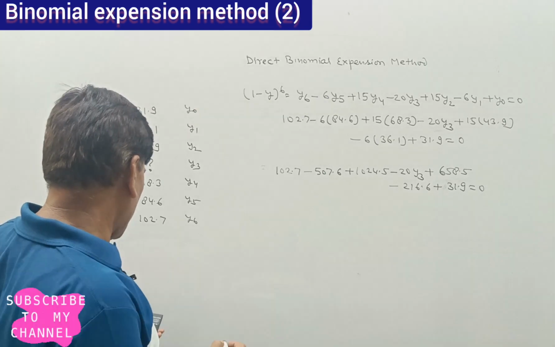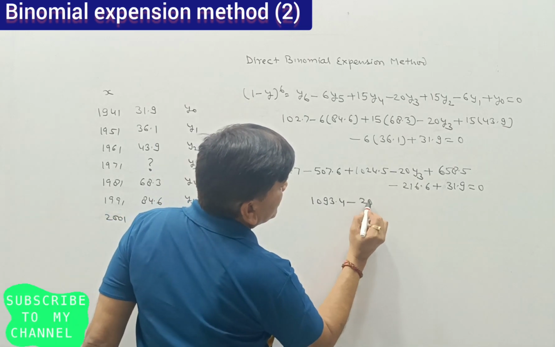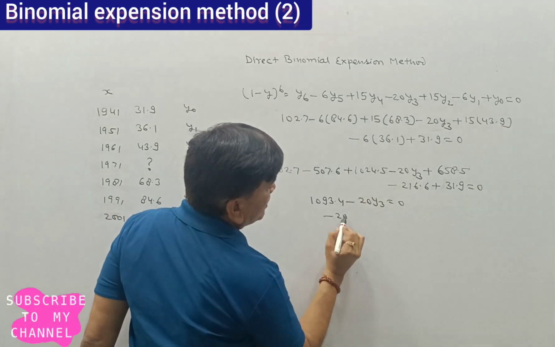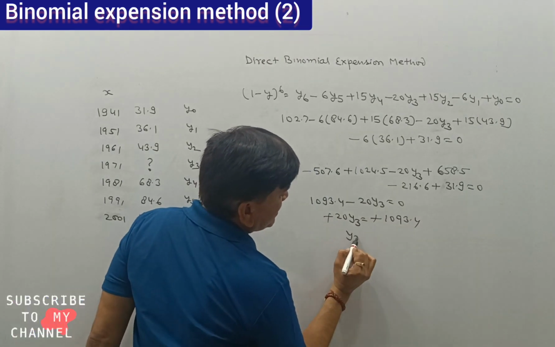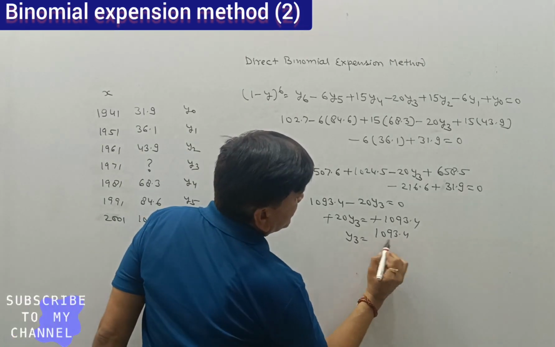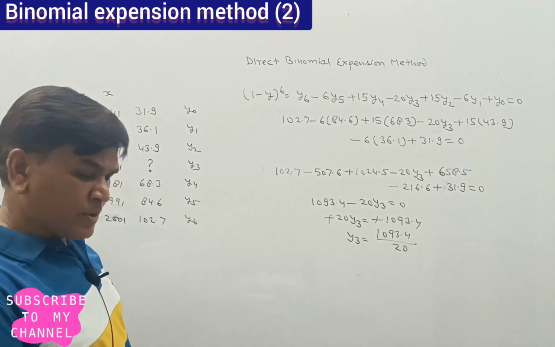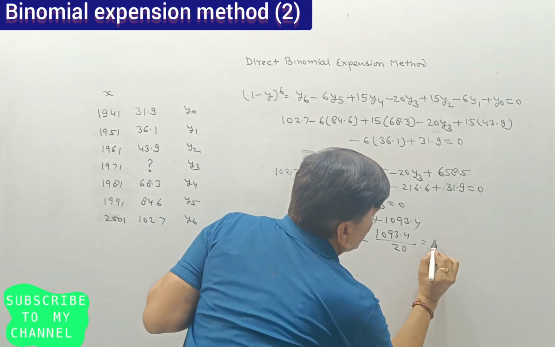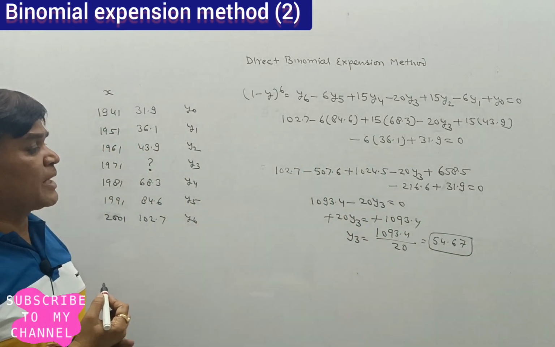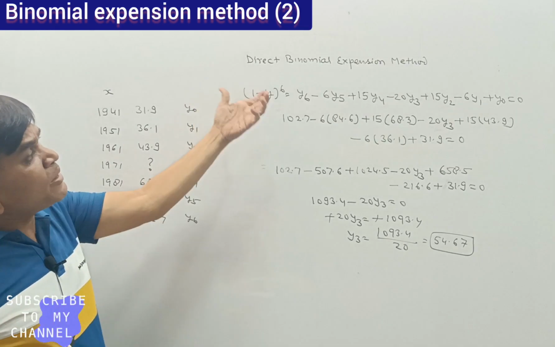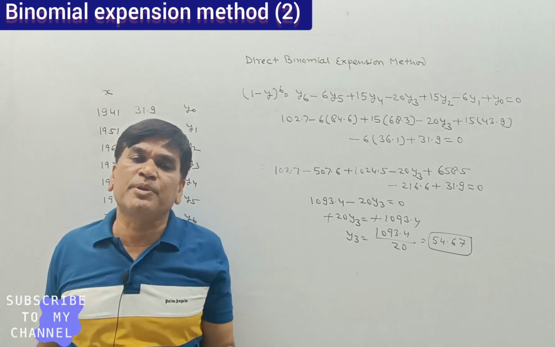So the solution is 1093.4 minus 20y3 is equal to 0. So minus 20y3 equals minus 1093.4, minus and minus cancel. So y3 is 1093.4 divided by 20, which is 54.67. That is the approximate value, not the actual value, calculated with the help of this binomial expansion method. So the y3 value will be 54.67.